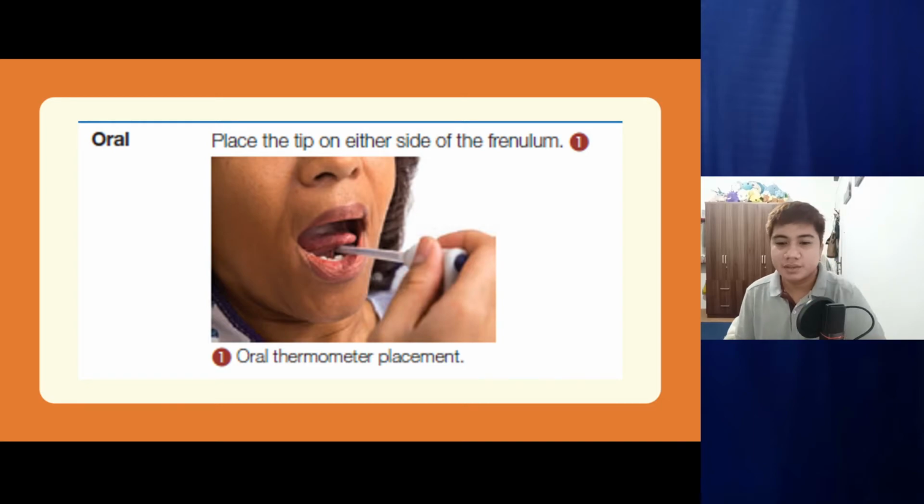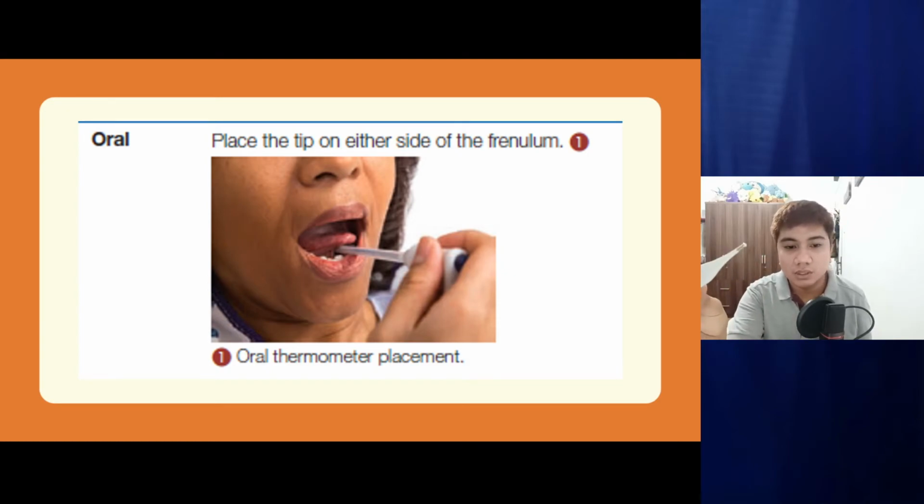For this route, I don't advise you to use this one, but you can, okay? As a source of your temperature checking. For oral, all you have to do is to place the tip on either side of the frenulum. The frenulum is right under your tongue. Okay? So you can see the tip of your thermometer.